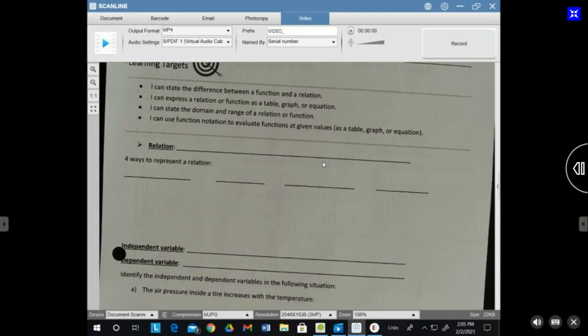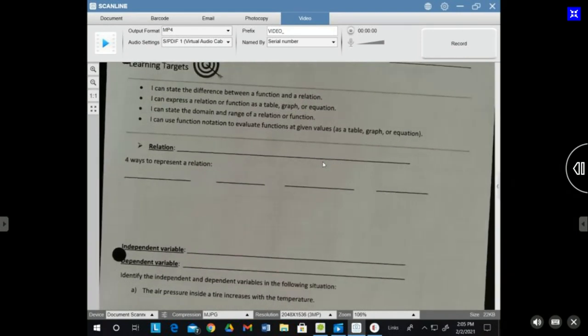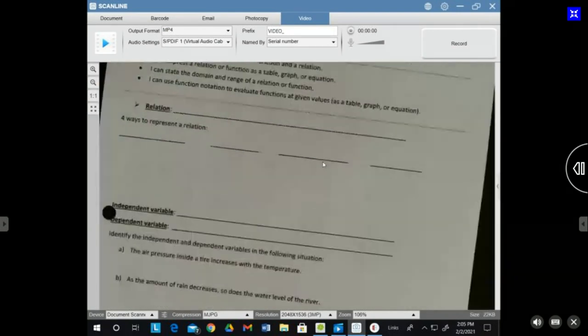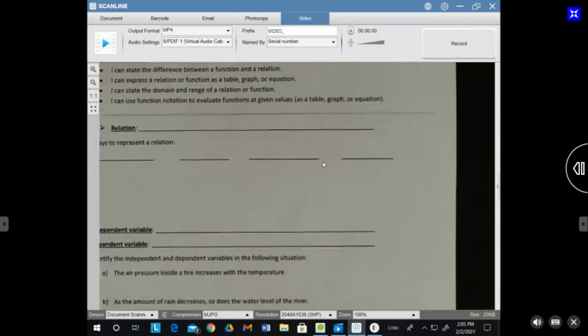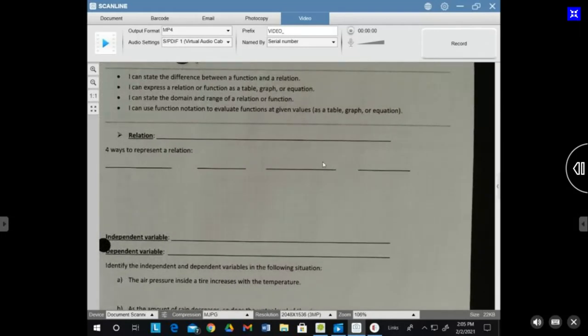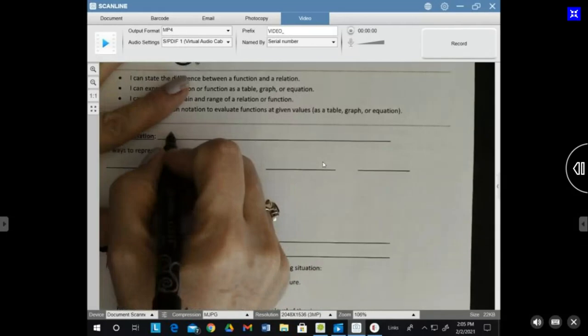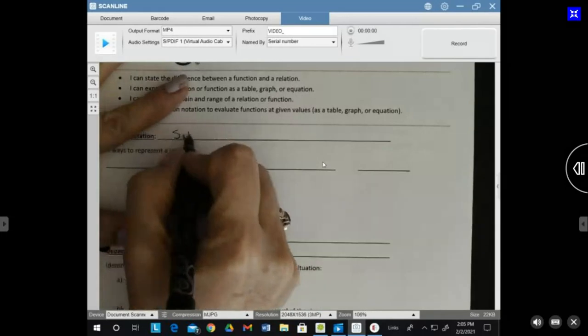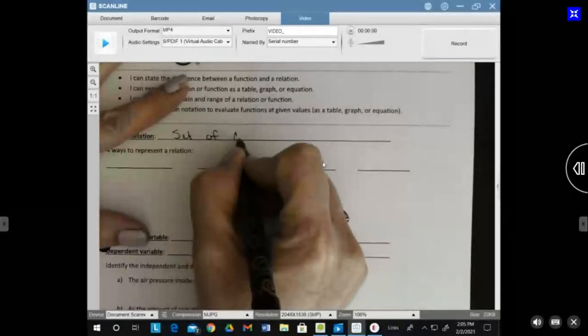what is... hopefully this new document camera is going to work better. We won't have all that glare. What is a relation? There you go. Boom. Right? Set of coordinates.